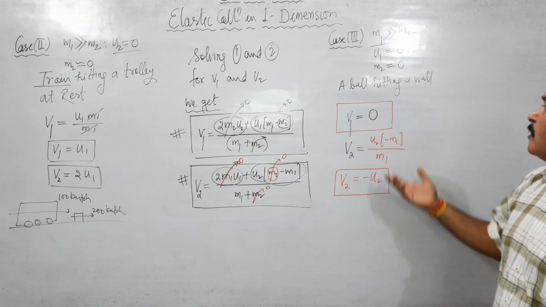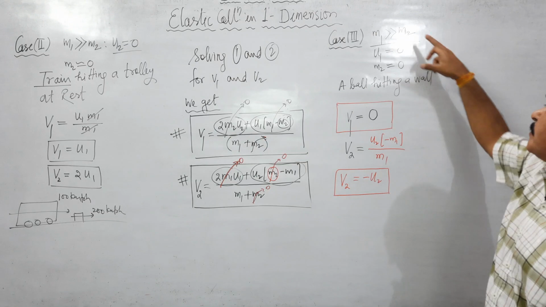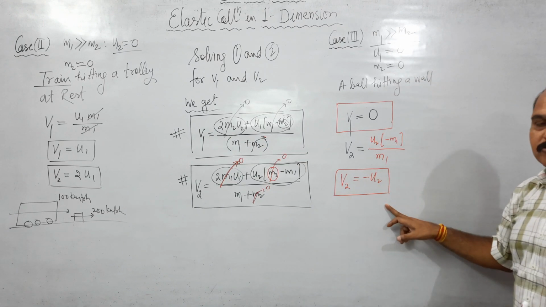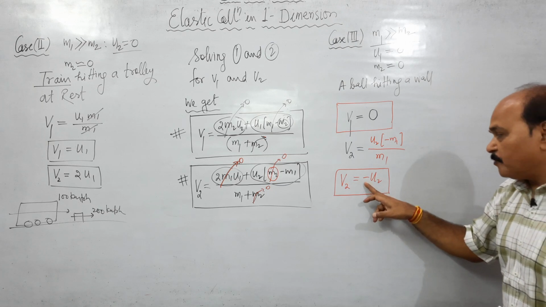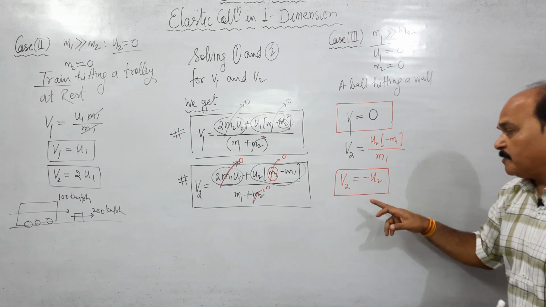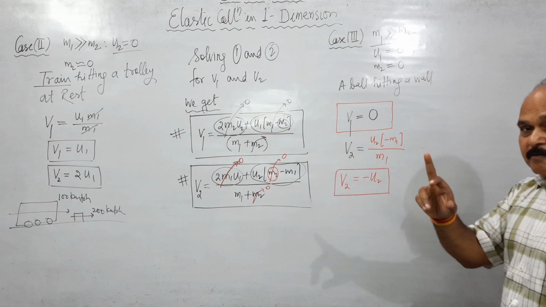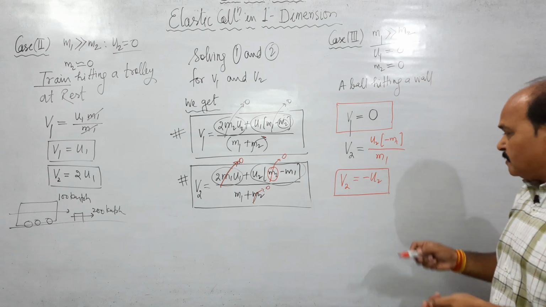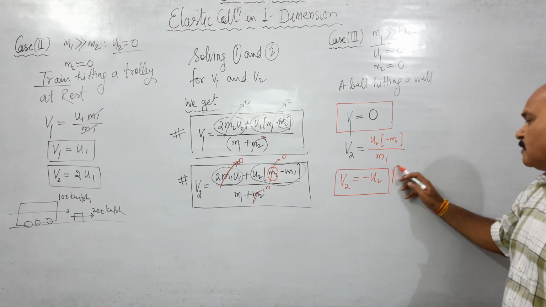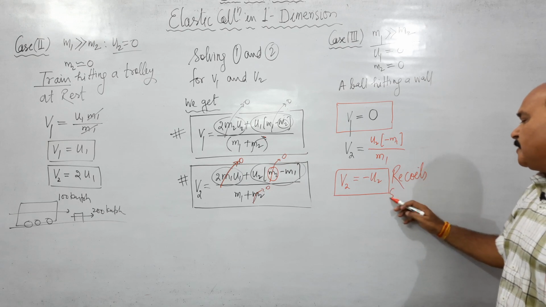And what happens to the ball? The lighter mass has initial velocity u2, but its final velocity is minus u2. Minus means opposite direction, and v2 is equal to minus u2. That means the final velocity is equal to the initial velocity in magnitude and opposite in direction. This simply means the ball recoils with the same speed.